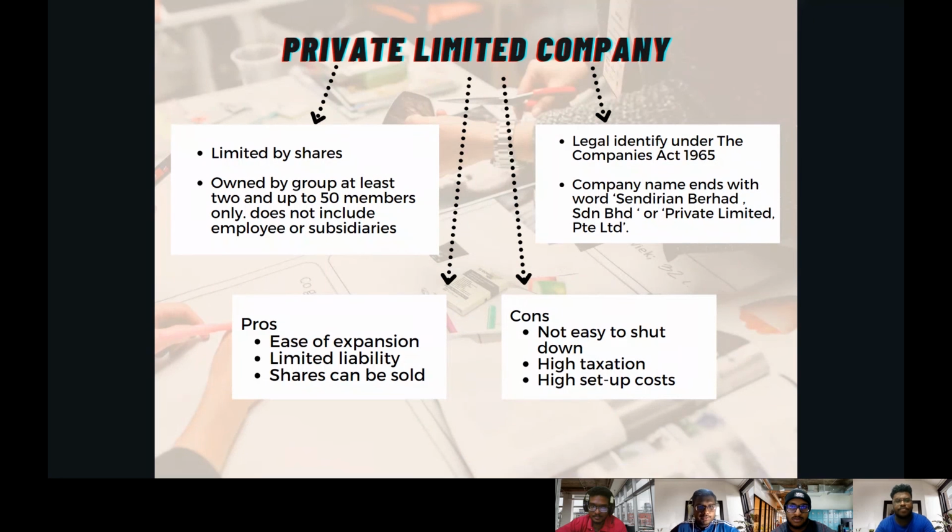Next, private limited company. A private limited company is limited by shares, which can be owned by a group of at least two or a maximum of 50 members only. This does not include employees or any others. The legal requirement is under the Companies Act 1956, and the company name should end with the word Berhad or Private Limited.